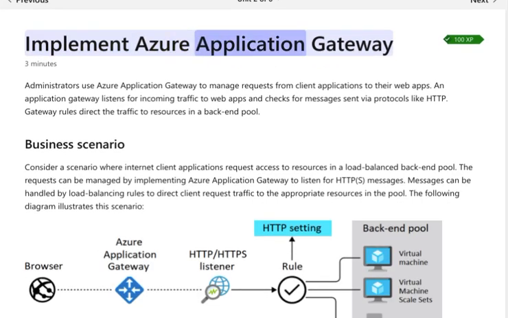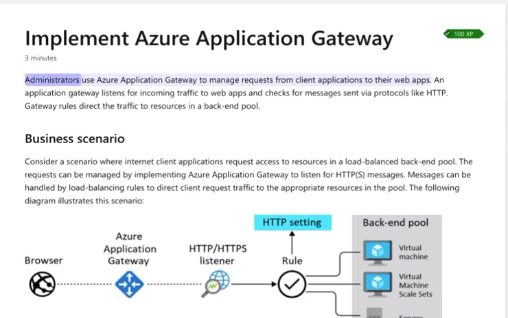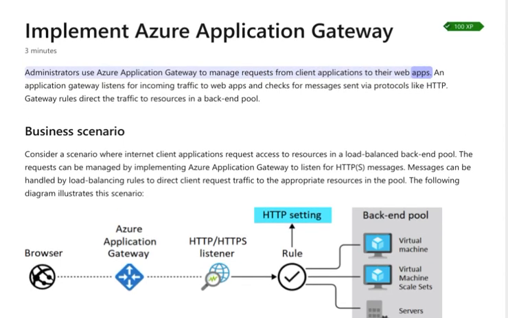Implement Azure Application Gateway. Completed 100 XP. 3 minutes. Administrators use Azure Application Gateway to manage requests from client applications to their web apps. An application gateway listens for incoming traffic to web apps and checks for messages sent via protocols like HTTP. Gateway rules direct the traffic to resources in a back-end pool.